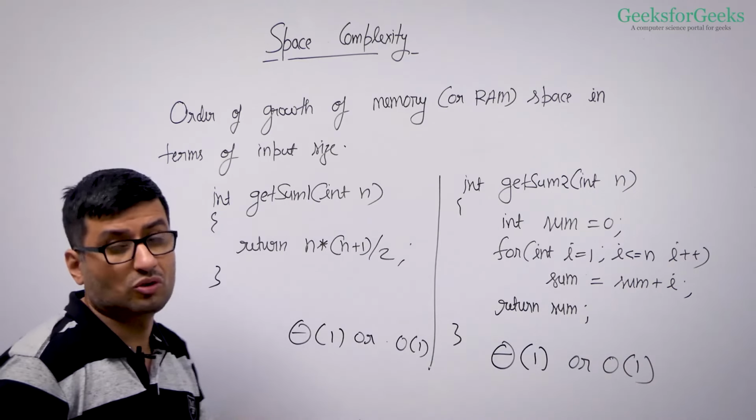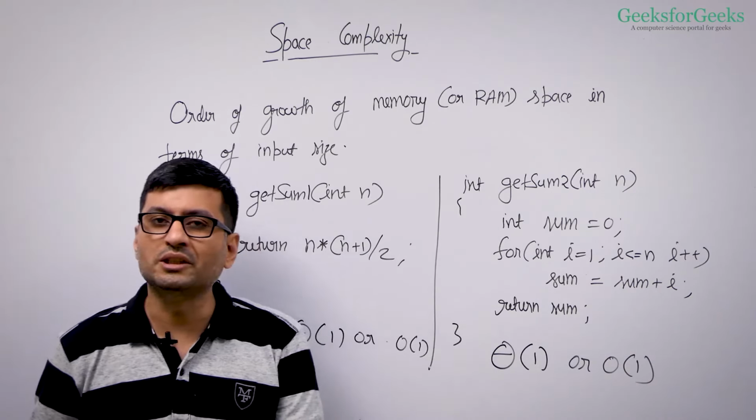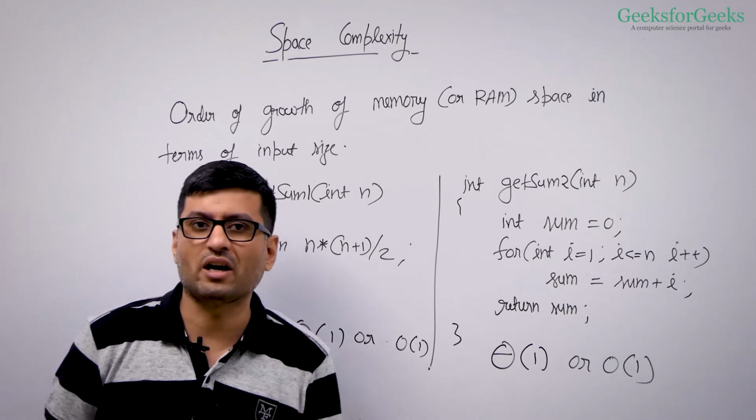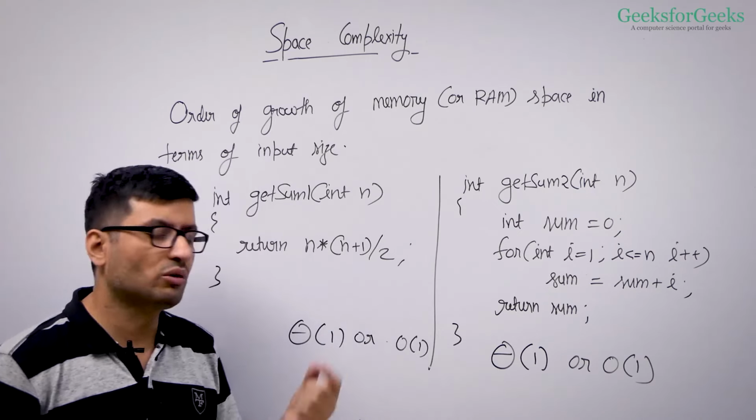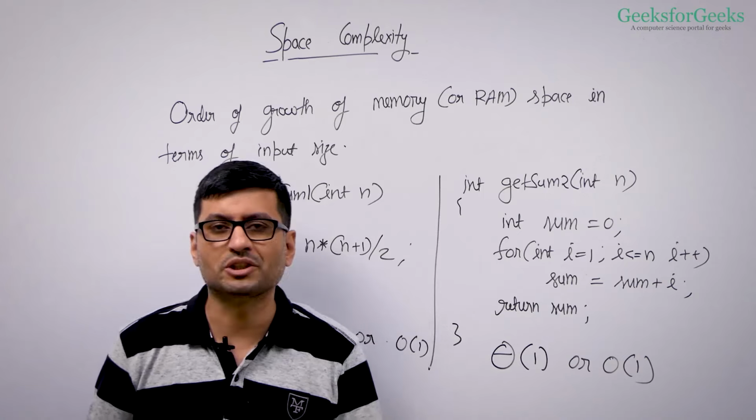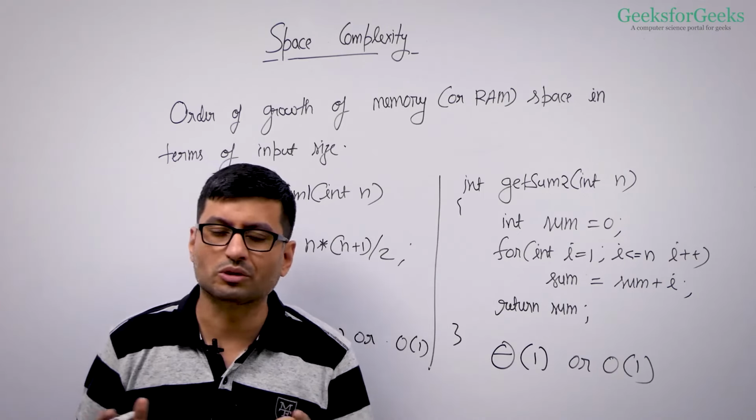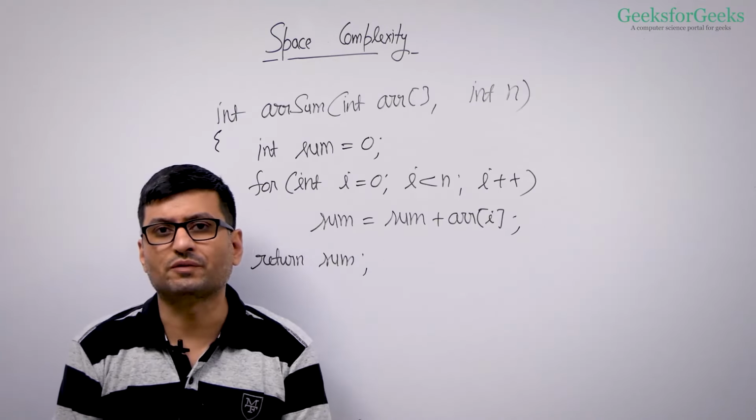But we cannot use omega 1, right? Omega 1 means its minimum is constant, but it might be higher. So theta 1 and big O 1 give proper information that it's always going to be constant, not more than that. Let us take a look at this function.